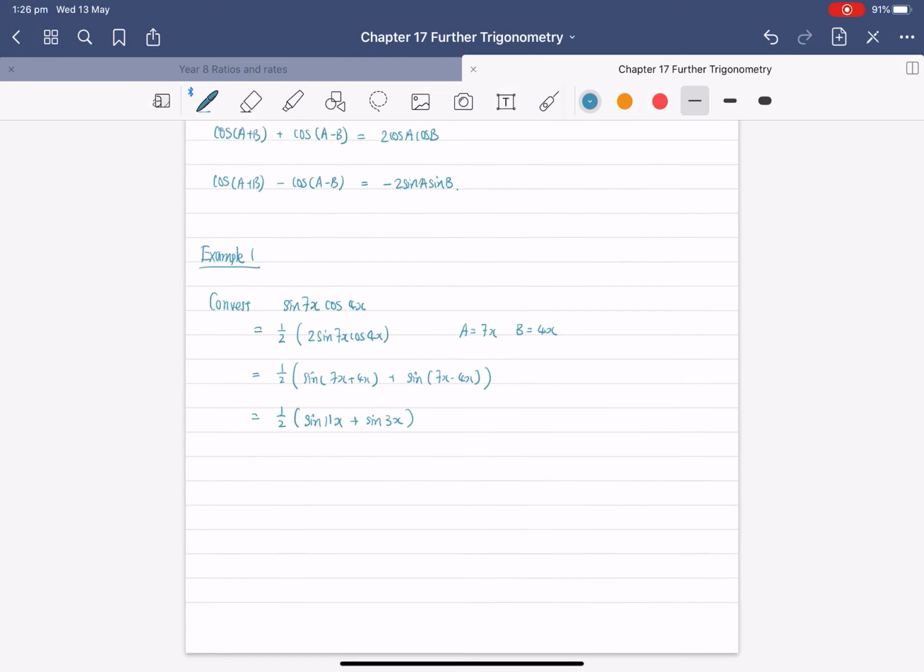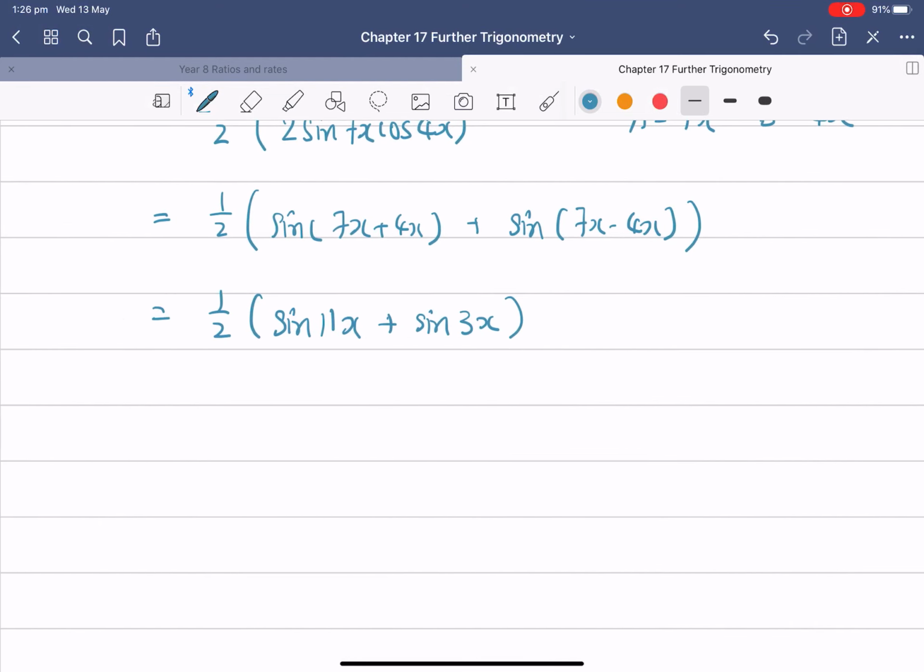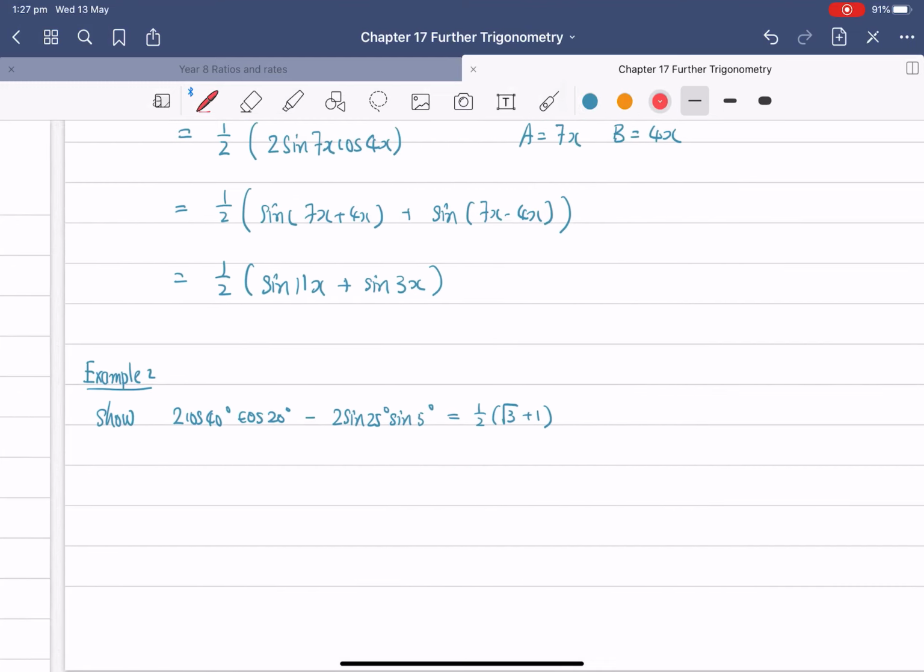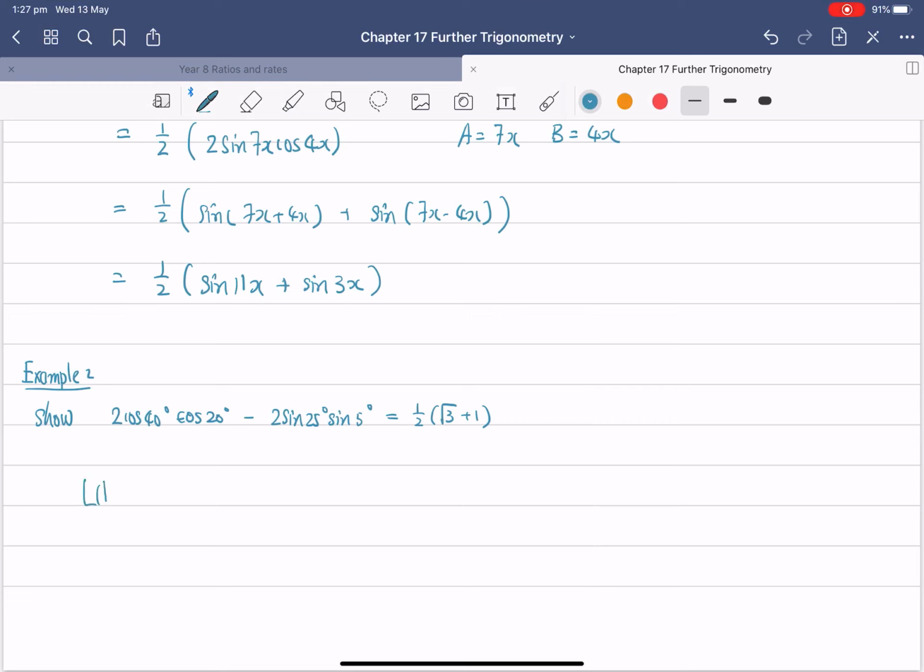For example 2, I'd like to do something slightly harder but still pretty easy. The question asks you to show, without using a calculator, that 2 cosine 40 degrees minus cosine 20 degrees minus 2 sine 25 degrees sine 5 degrees is equal to half bracket square root of 3 plus 1. How would you show that? The first step is to start from the left hand side, and then start to use the formula.